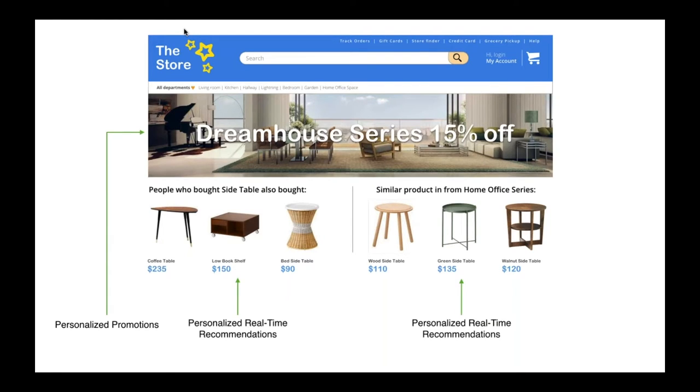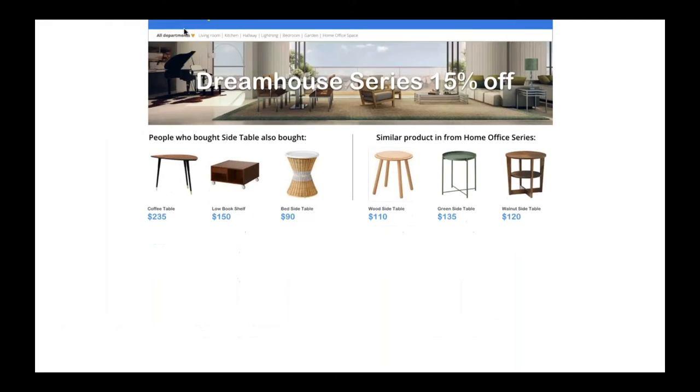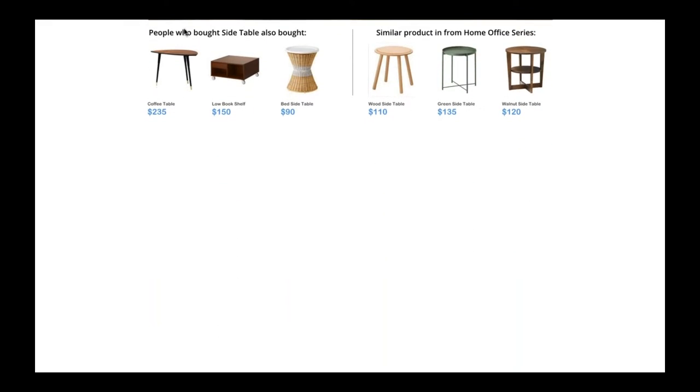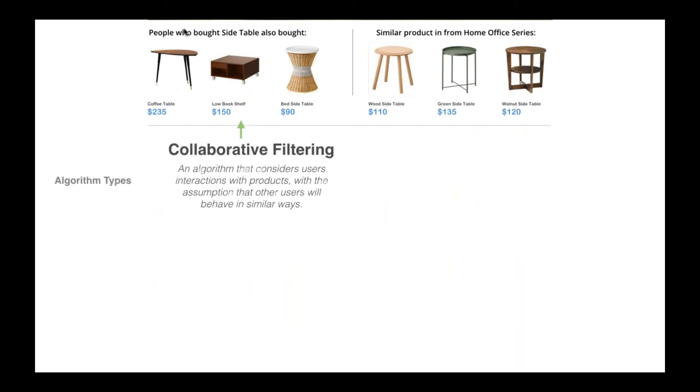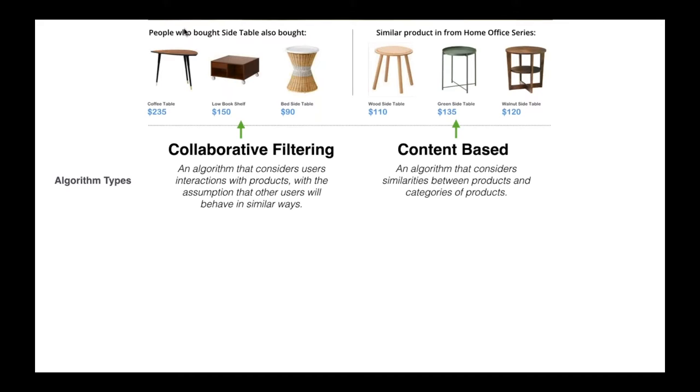So now, if we look at what's happening under the hood of a recommendation engine, there are two dominating algorithms in play. The first is based on what is called collaborative filtering, which is an algorithm that considers users' interactions with products with the assumption that other users will behave in similar ways. The other algorithm is content-based and is an algorithm that considers similarities between products and categories of products.